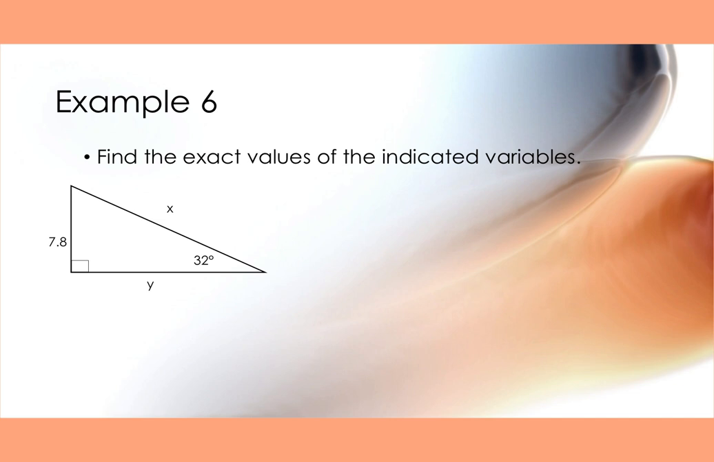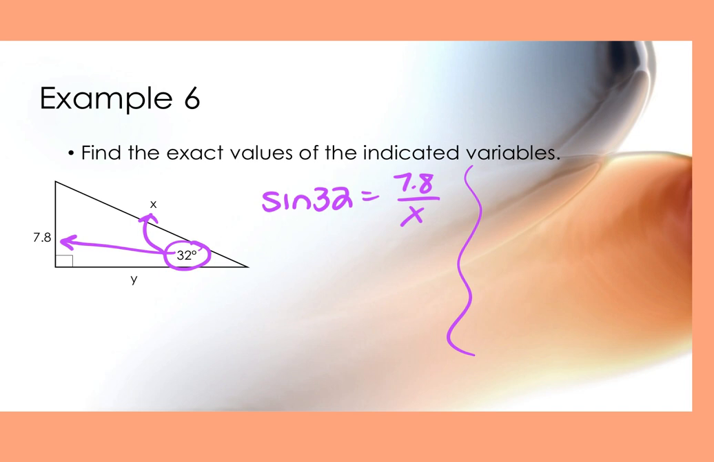So if I have 32 degrees, which is the one that I'm given, and I want to find X, for example, I'm going to pair this with the one side I do have, and then one side I'm missing. So in respect to 32, where is 7.8? Opposite, and X is hypotenuse. So which trig function are you going to use? Sine. Sine of 32 equals 7.8 over X. I'm going to come back and solve that in a minute because I'm going to set up the other one.